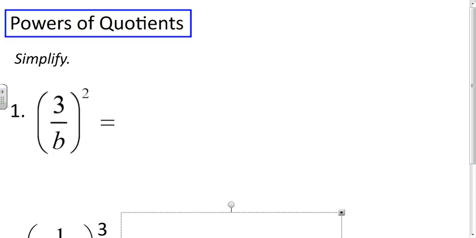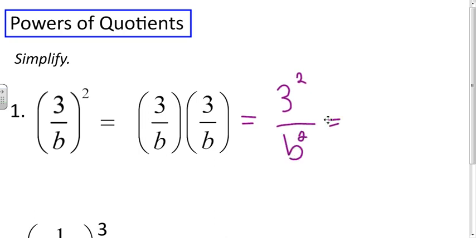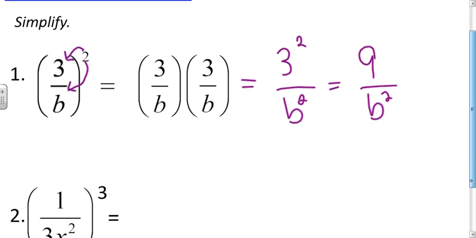Let's look at powers of quotients. 3 over b squared is really just like writing 3 over b times 3 over b. If I wanted to simplify this, it would be 3 squared over b squared, and I can simplify that a little bit more: 9 over b squared. Notice I am just squaring the numerator and also squaring the denominator here.